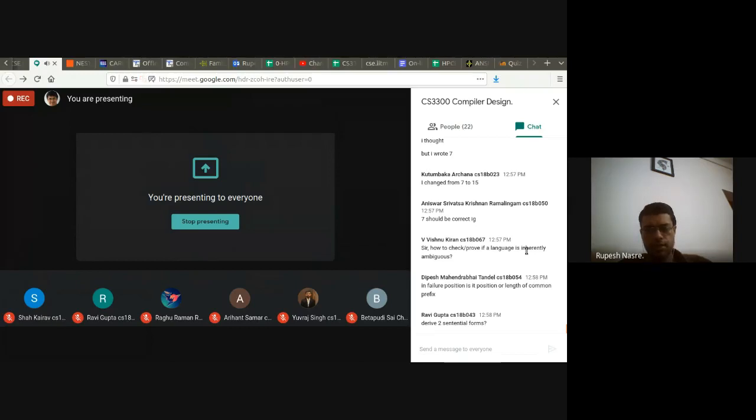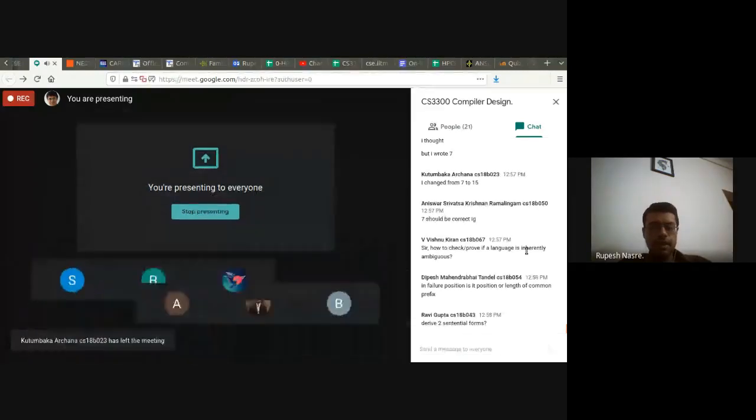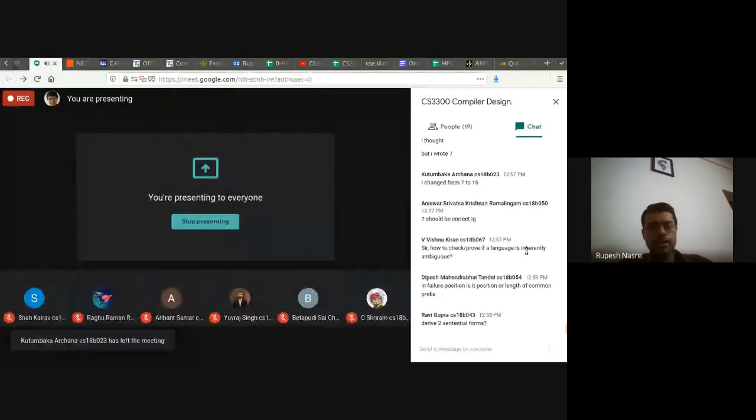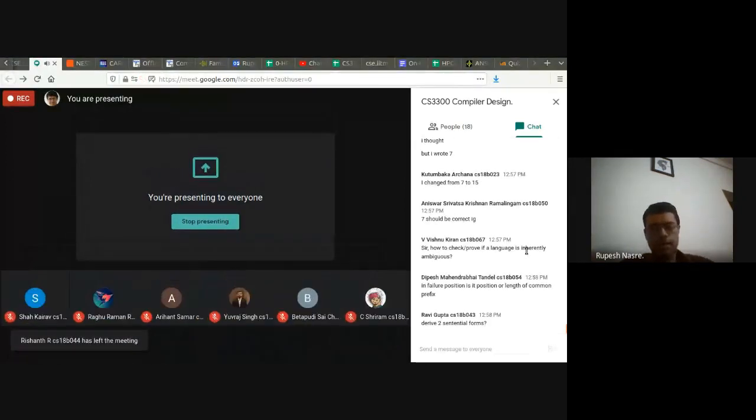Derive 2 sentential forms. Ravi, what were you talking about in the context of what? Oh, he's talking about that inherently ambiguous, maybe. No, it's a little tricky. For getting to 2 sentential forms, you will need the string. And how many strings will you try? There doesn't seem to be any specific way of doing it, and if Cairo has seen that it is undecidable, then I think we'll follow that.